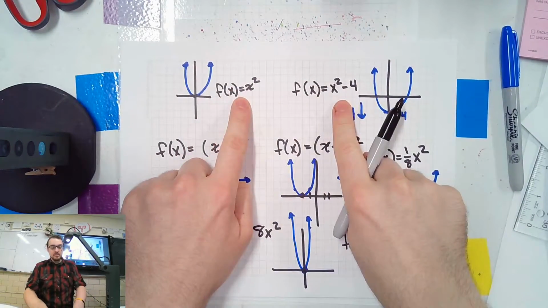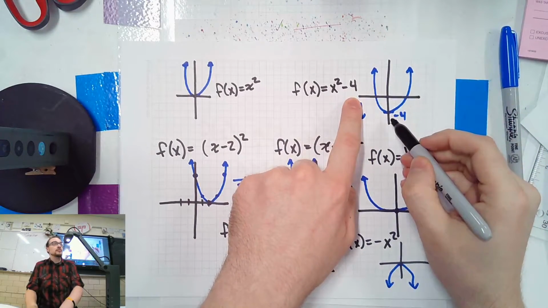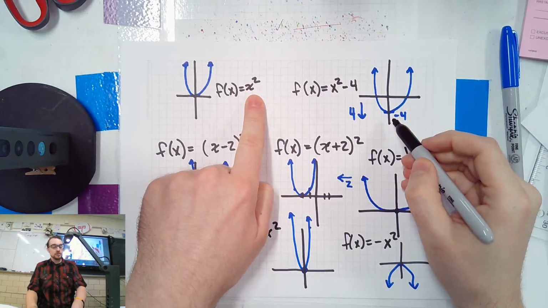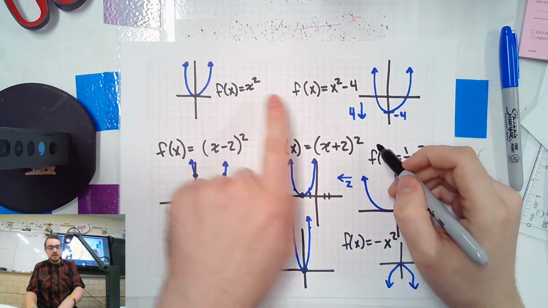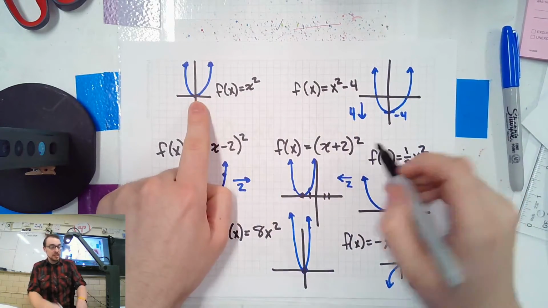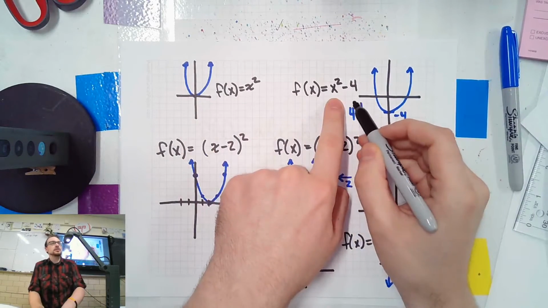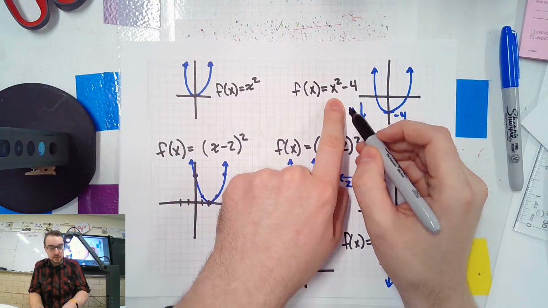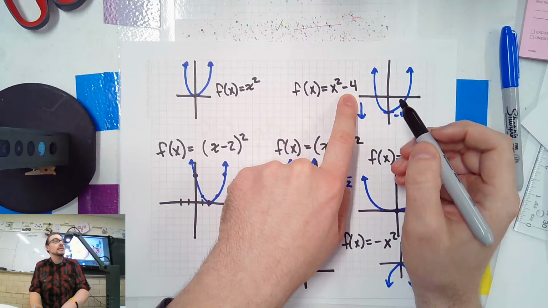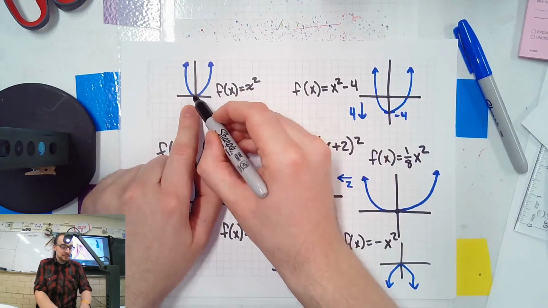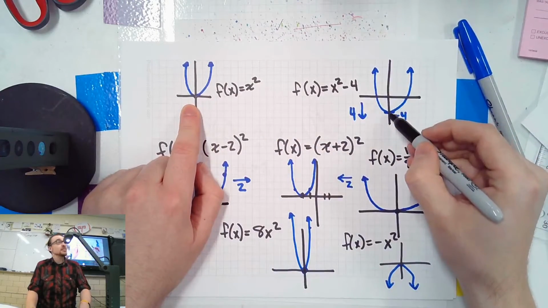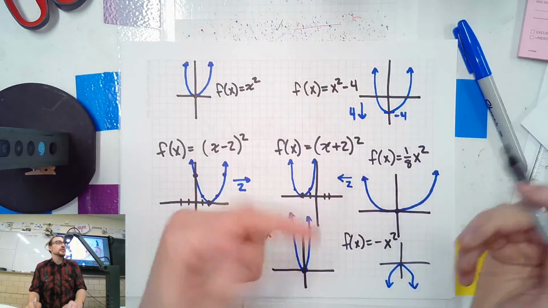Same thing, x squared, but now I did minus 4 to it. That moves everything down 4. Here's why. When we plugged in 0, what's 0 squared? 0. So I plug in 0 here, I would normally get 0. I plug in 0, what's 0 squared? 0, subtract 4. So when I plug in 0, now I get negative 4. Here I plugged in 0 and I got 0. Here I plug in 0, I get negative 4. So you see how it just shifts everything down?